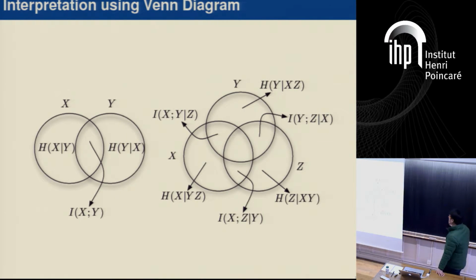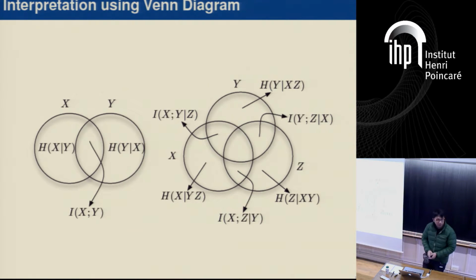And what about I(x;y), the mutual information between x and y by itself? If you're ignoring z, the common part between x and y is this part. So these two together as a sum will be I(x;y).